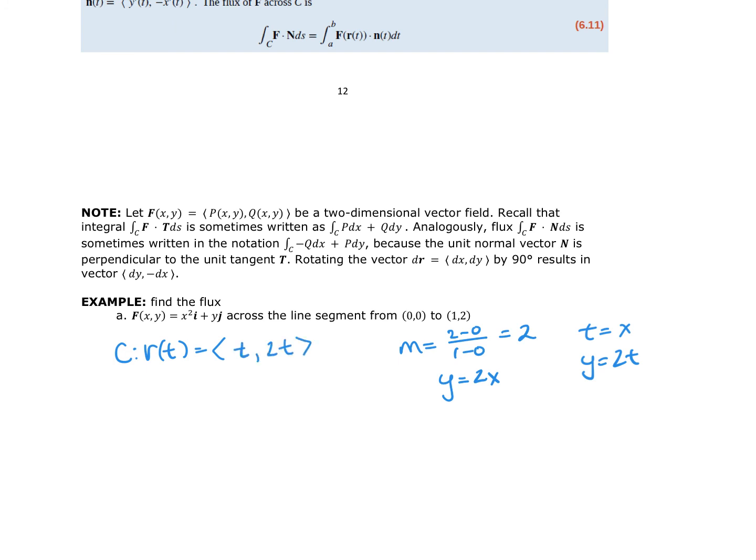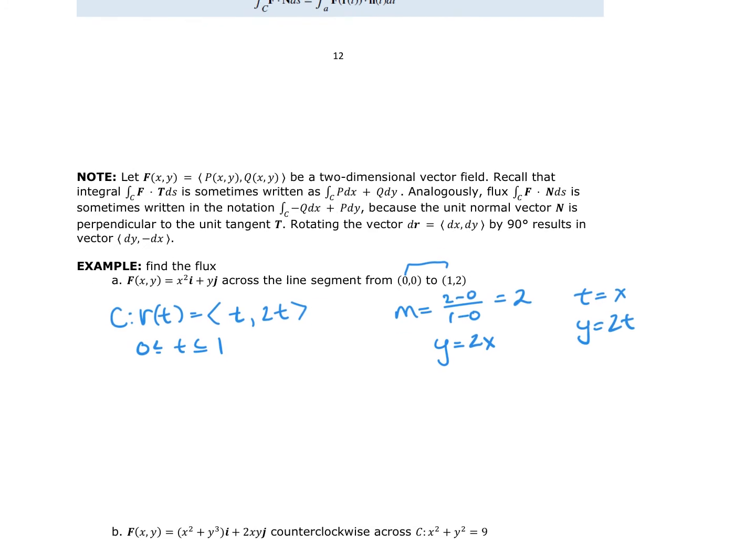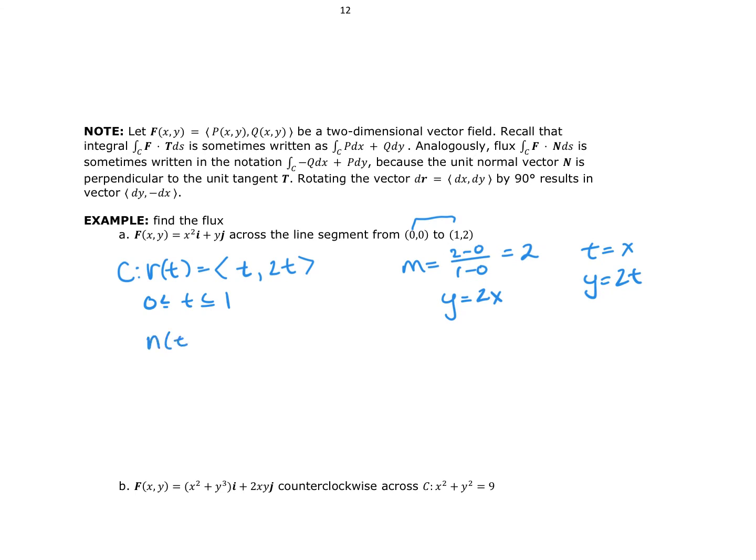Because y is equal to, or excuse me, t is equal to x, I'm going to go from 0 to 1. So 0 is less than or equal to t, which is less than or equal to 1. And then my normal of t is going to be the derivative of my r vector. In fact, let me do it this way. I'm going to do my derivative of my r vector. R prime of t is going to be 1 comma 2. So then my normal will be 2 comma negative 1.